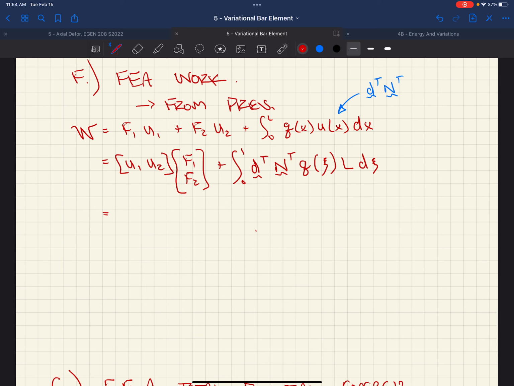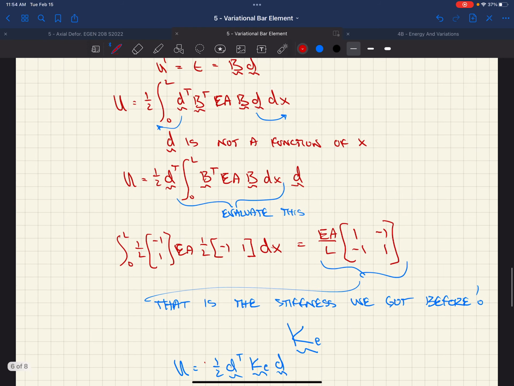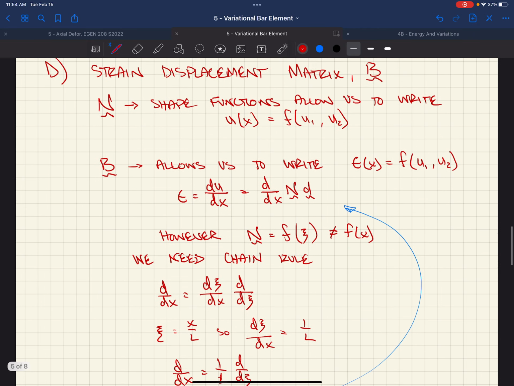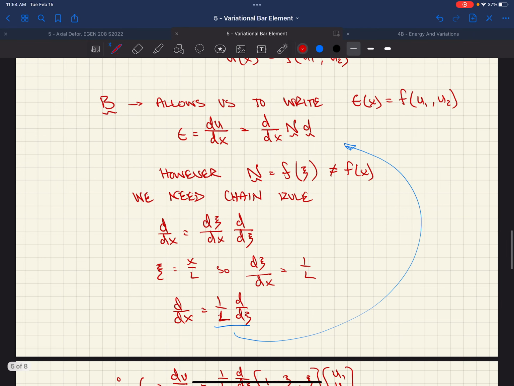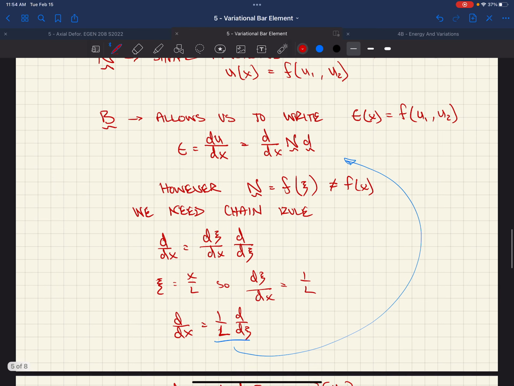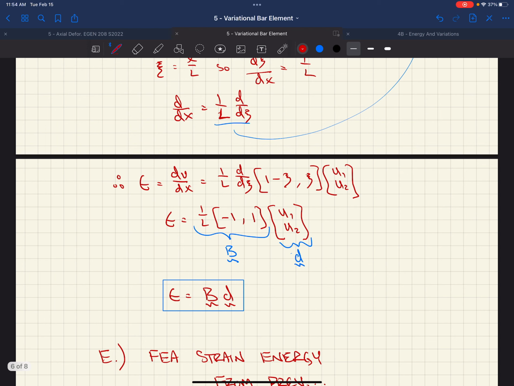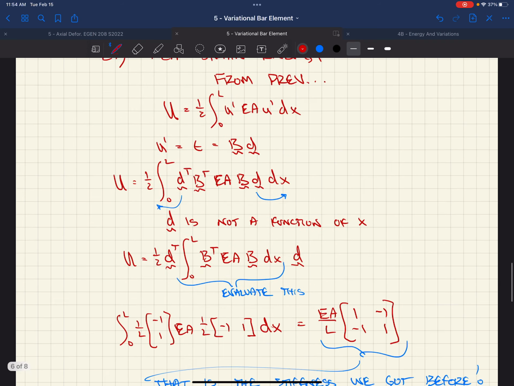So what does this mean? Well, that means we have d transpose, that's our u1, u2, times F plus d transpose. Well, d transpose is not a function of d xi, so it comes out front. We still get 0 to 1. Instead of L, we're pulling that out, because our natural coordinate, if you remember, is x over L. So we no longer go to L, we're actually going to 1, because our shape functions go 1 minus xi to xi. So we're essentially going from 0 to 1. At 0, we have our u1 value. At 1, we get our u2 value.